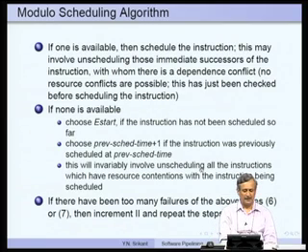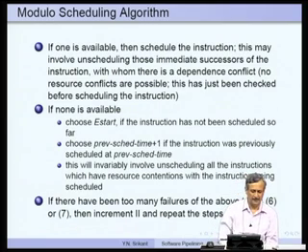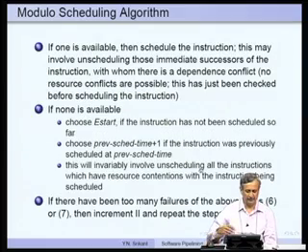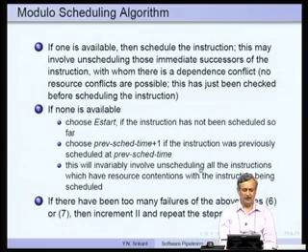So, now if the... that is 5, this is 6. Okay. So, if a slot is available, then schedule the instruction, no problem as such, and this may involve actually unscheduling those immediate successors of the instruction with whom there is a dependence conflict. Why?